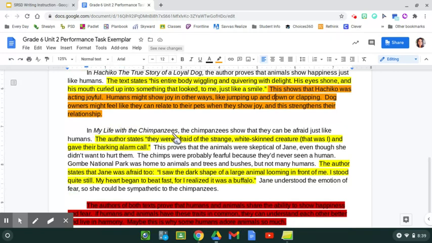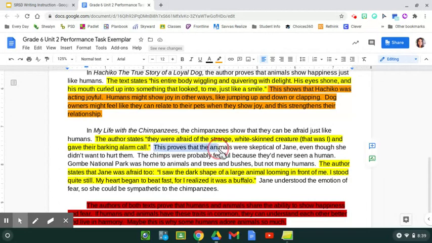So let's look at the next paragraph. In My Life with the Chimpanzees, the chimpanzees show that they can be afraid just like humans. So that's an excellent topic sentence. We have our textual evidence. So let's read after that. It says, this proves, I think that was on our list over here. This proves that animals were skeptical of Jane. So what proves that animals were skeptical of Jane? Oh, the textual evidence. So this has to be the author's detailed examination, their thinking.